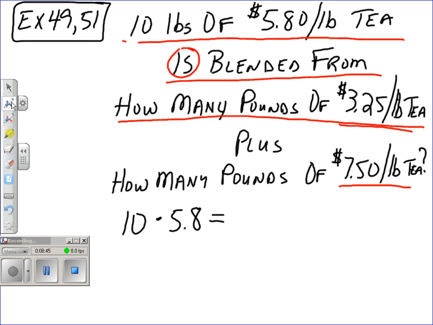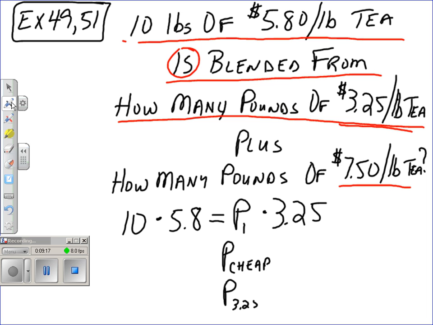So what I'm going to do is use P for the number of pounds of cheap tea, of 3.25 tea. Since it's going to be different from the number of pounds of expensive tea, I'm going to call it P sub 1, P1, for the cheap tea. If you want to, you could write P cheap, or P 3.25 to remind yourself that that's a 3.25 tea. You can do it any way you want to. I'm going to call it P sub 1.